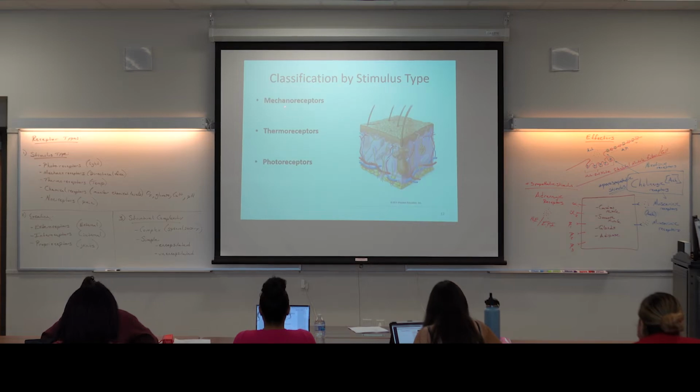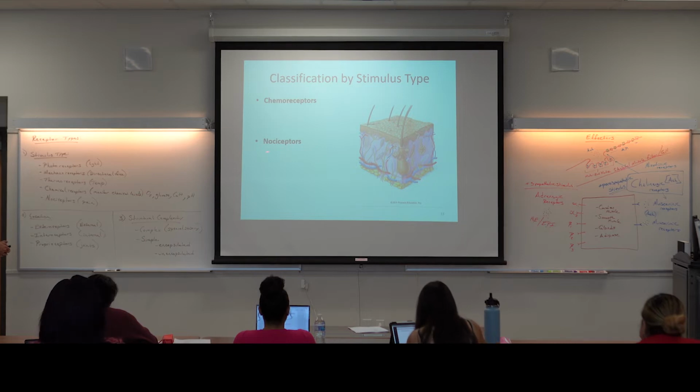Again, mechanoreceptors like these hair cells are going to pick up directional force. Thermoreceptors are picking up temperature fluctuations. Photoreceptors are going to be picking up sensitivity to light. Two other types, we've got chemoreceptors, which we said are monitoring chemical levels all over the body: pH, calcium levels, glucose, oxygen or carbon dioxide levels. And then nociceptors are body-wide, and they're pain receptors.